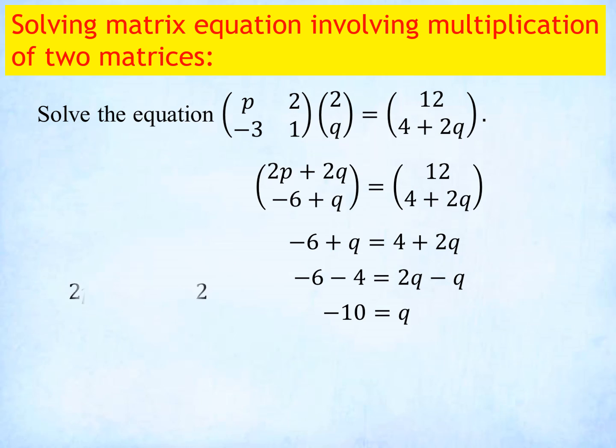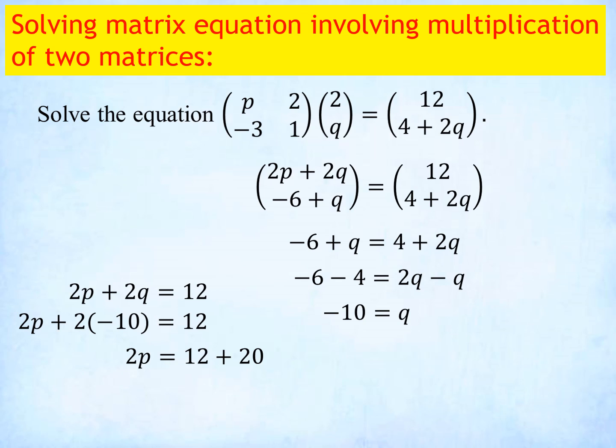And then we are going to use the next equation, which is 2P plus 2Q is equal to 12. Substituting the value of Q, which is negative 10, 2 times negative 10 is negative 20. Transposing it to the other side, we have 2P is equal to 12 plus 20. Then simplifying further, we have 2P is equal to 32. Dividing both sides by 2, P is equal to 16.